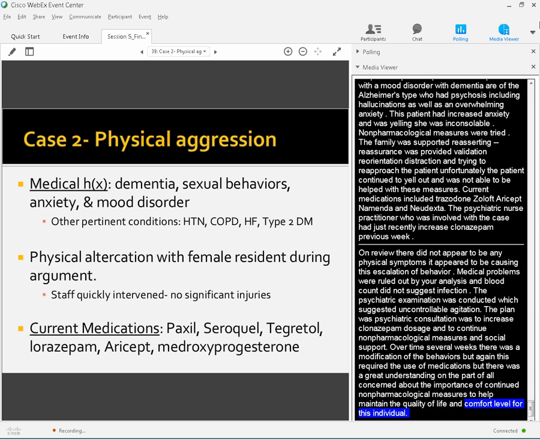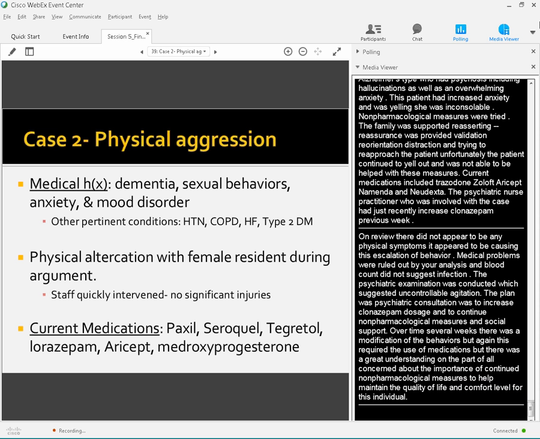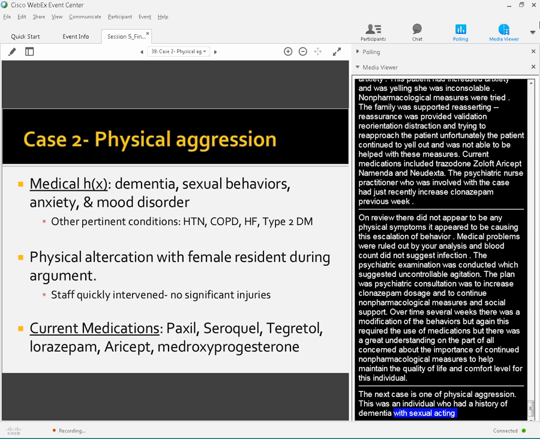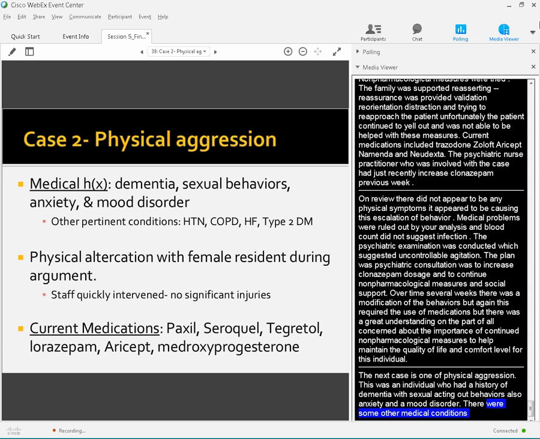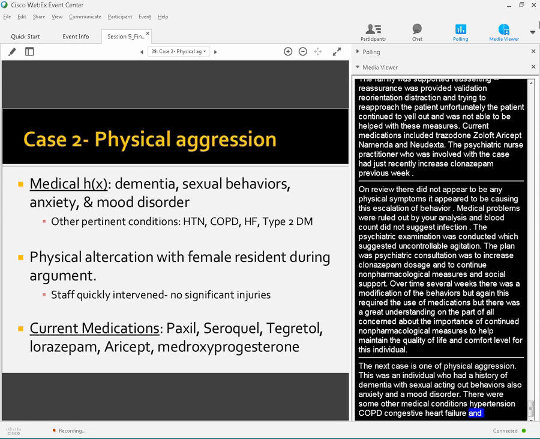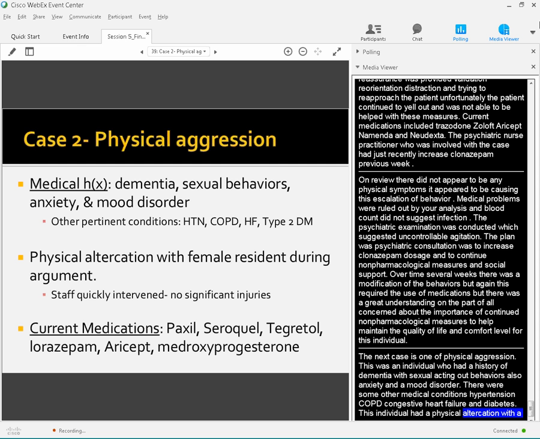The next case is one of physical aggression. This was an individual who had a history of dementia with sexual acting out behaviors, also anxiety and a mood disorder. There were some other medical conditions, concomitant medical conditions, hypertension, COPD, congestive heart failure, and diabetes. This individual had a physical altercation with a female resident during an argument. Staff witnessed this and quickly intervened. There were no significant injuries.